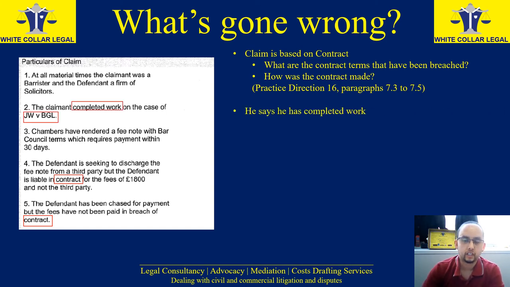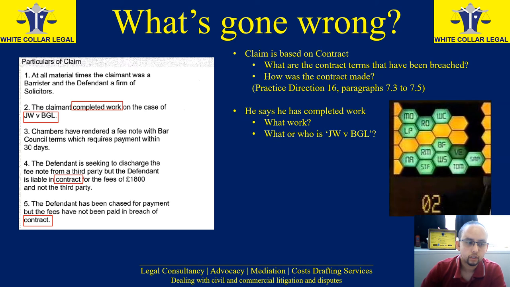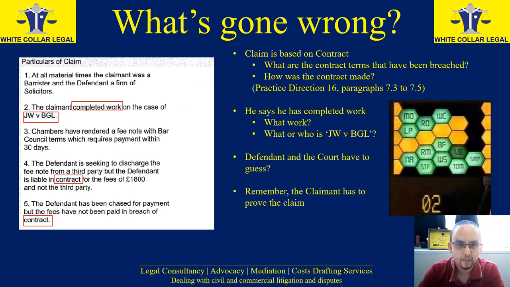Further, he says he's completed work. Doesn't say what work, or what or who is JWVBGL. If you're a fan of blockbusters, I suppose you've got to guess. So does the court. Remember, the claimant has to prove the claim. If they're not going to give any details, how are they meant to prove it?